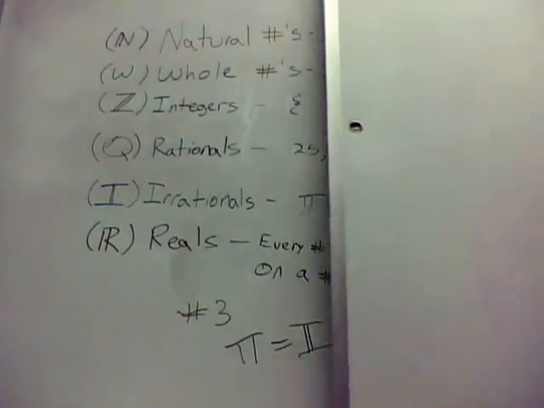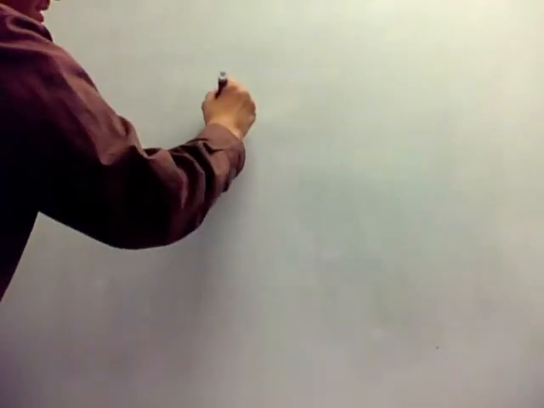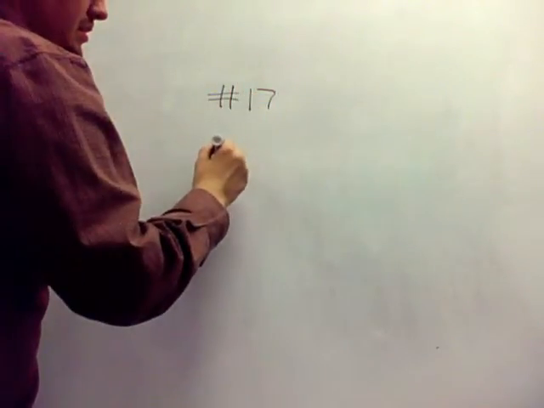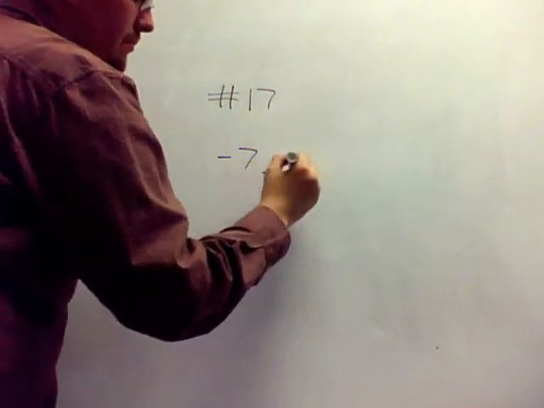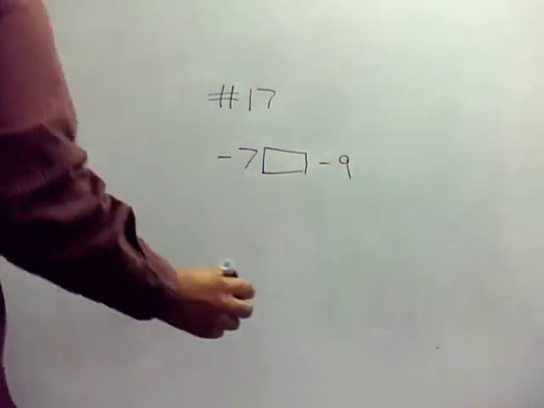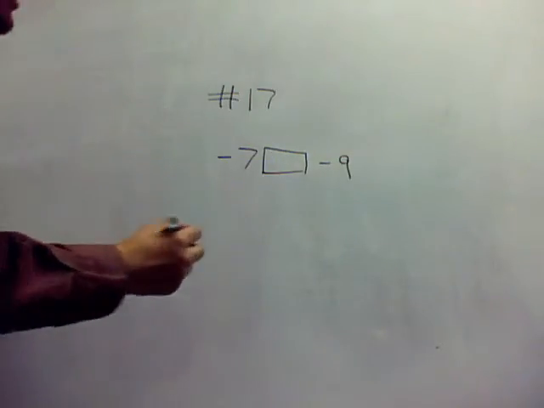Number 17 asks, let's see, what does it ask? Number 17, where are you? Okay. Replace each box with the symbol greater than, less than, or equal to make the sentence true. Number 17 has negative 7 compared to negative 9. Let me double check. Yes, that's what it is.